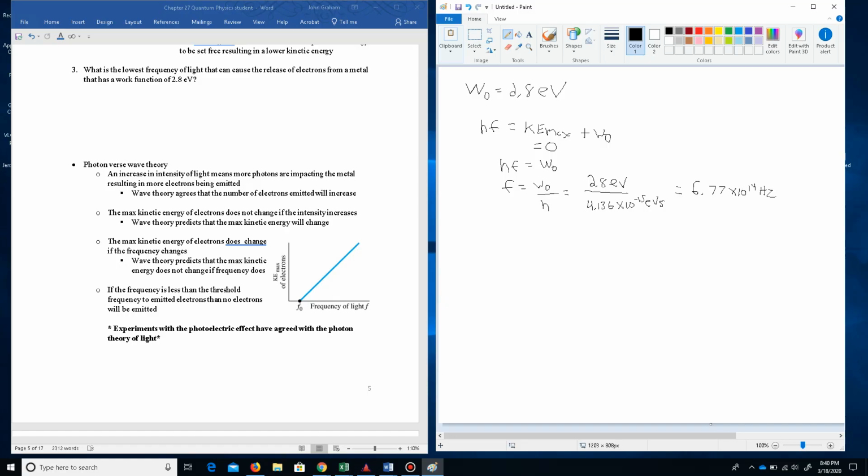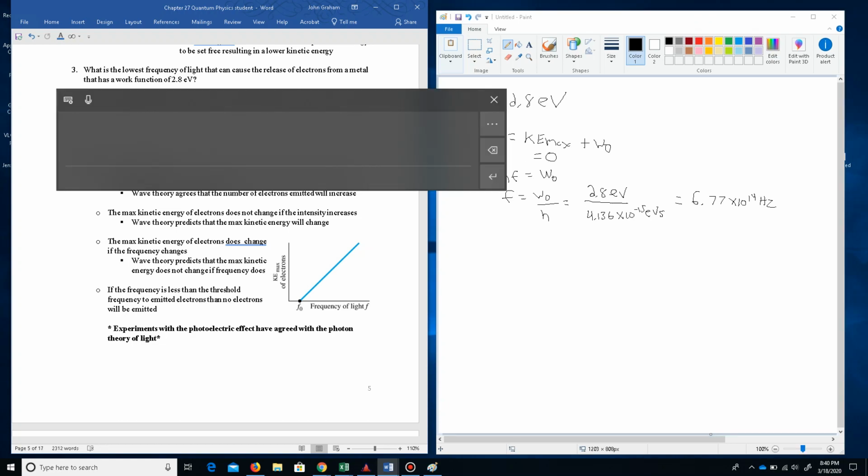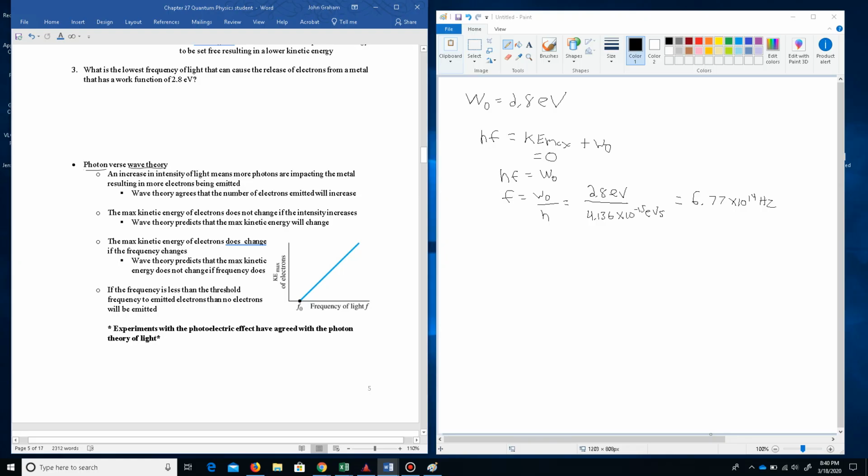Right, so we end up with two different theories now when it comes to light. Photon theory is one, and this deals with discrete energy. Wave theory is another one, which we looked at in chapter 24, dealing with light acting as waves and interfering like waves do.